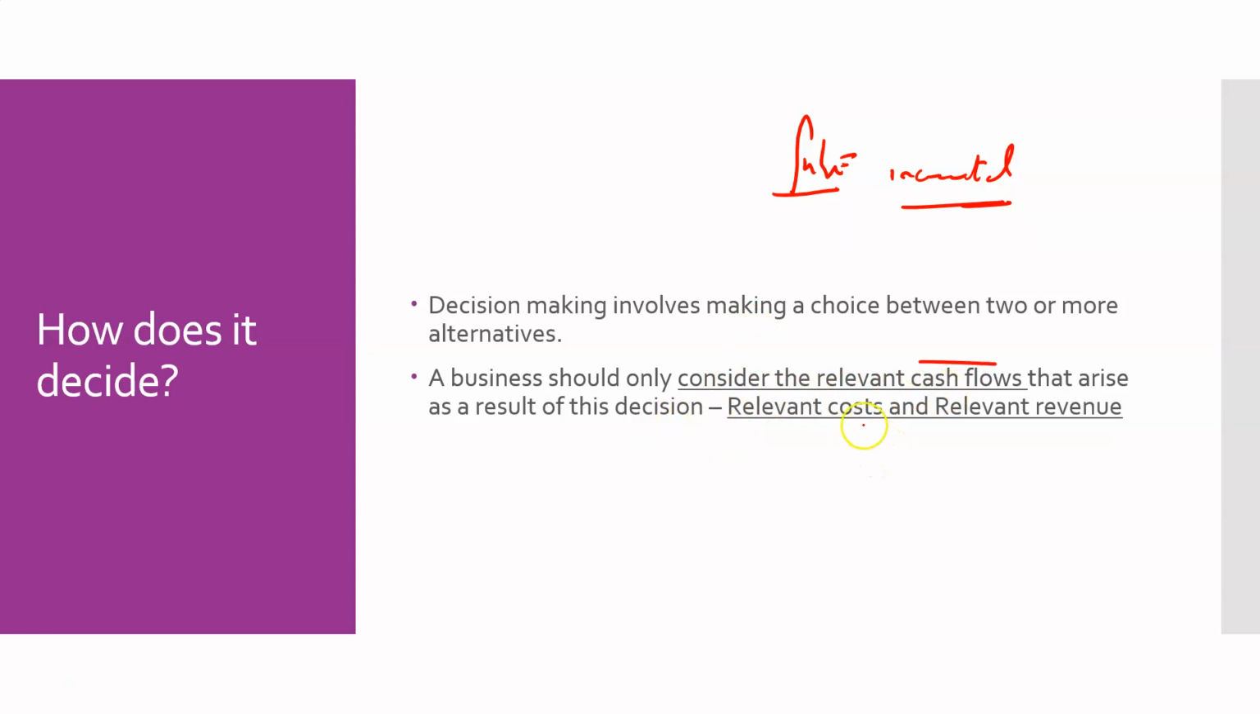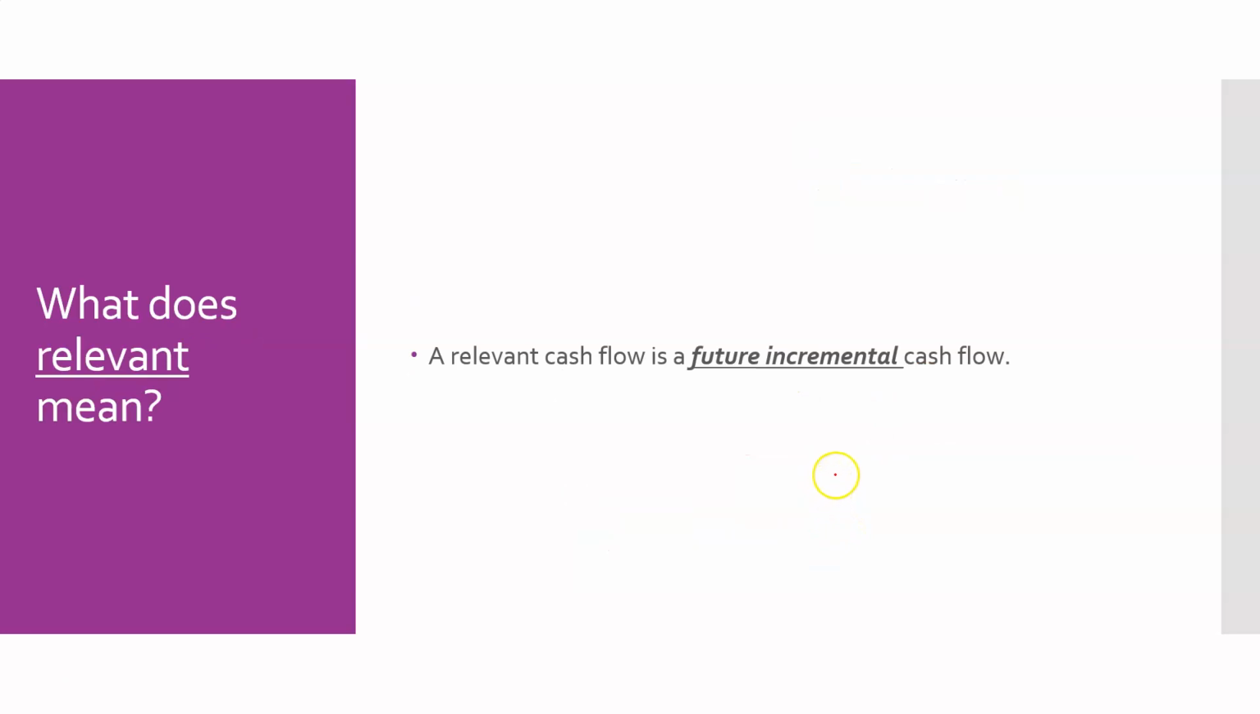So relevant cash flows, relevant costs, if you like. This again brings us back to the world of marginal costing. Only think about those relevant future costs. So a relevant cost or cash flow is a future incremental cash flow.